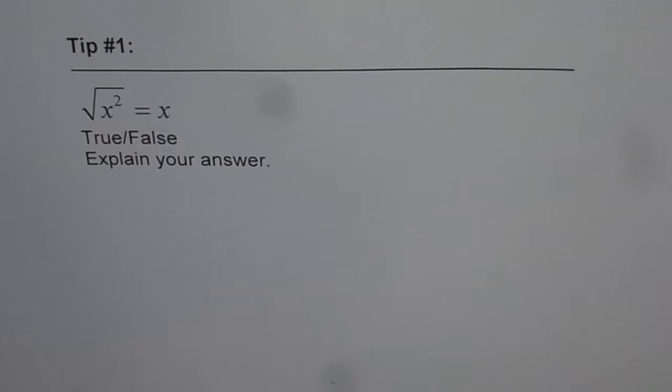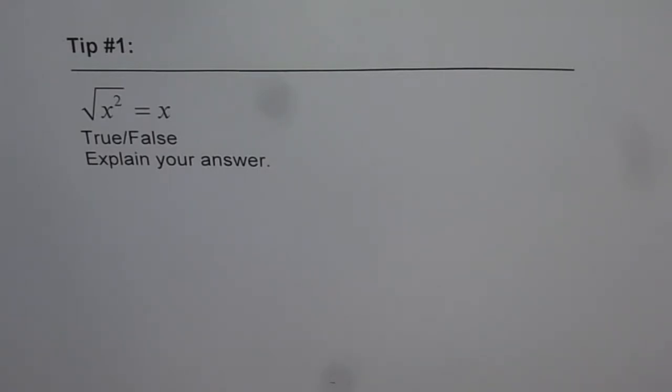Now, square root of x square equals x. Some students think it is true, and they make a huge mistake. A mistake in this understanding can lead to wrong answers at a couple of places. For example, sketching functions, finding limits, and there are innumerable examples where this concept is very important to apply.